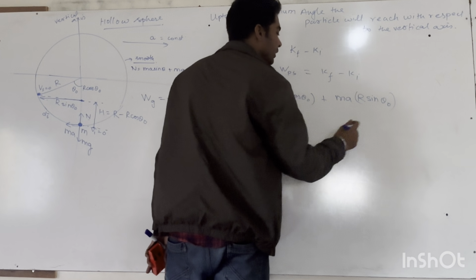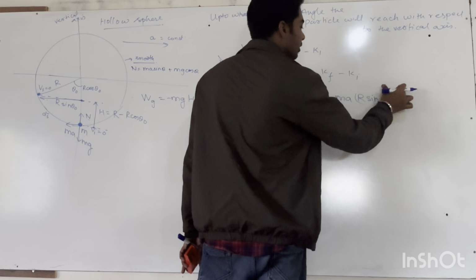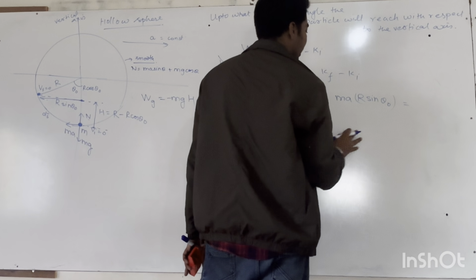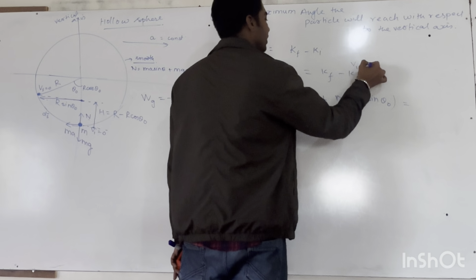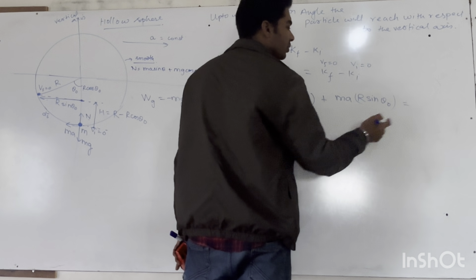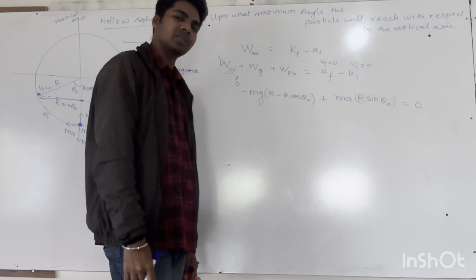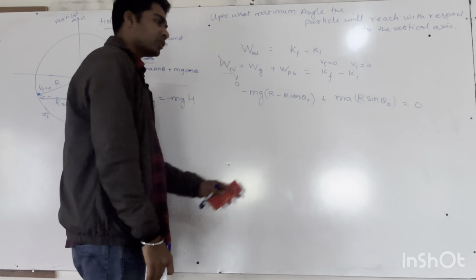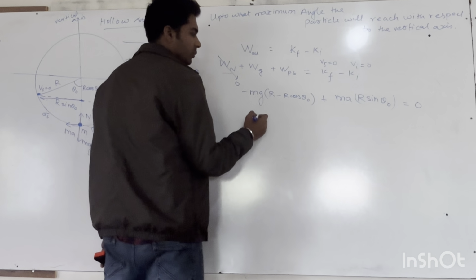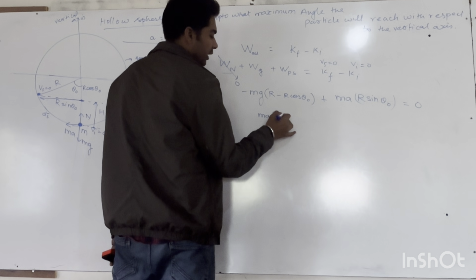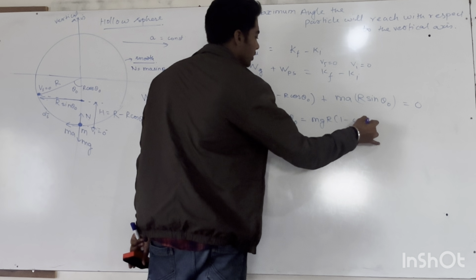Since ma and r sin theta naught are both in leftward directions, the work done is positive and equals the net change in kinetic energy. Since initial speed is 0, final speed is also 0. So the net change in kinetic energy is 0, because kinetic energy is half m speed squared. We have to solve this for theta naught. So we will get m a r sin theta naught is equal to m g r times 1 minus cos theta naught.